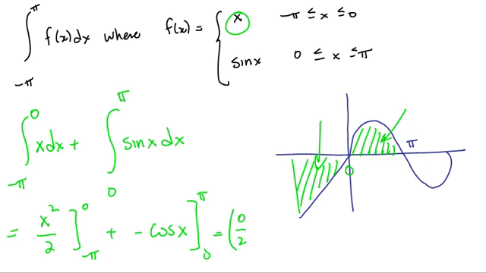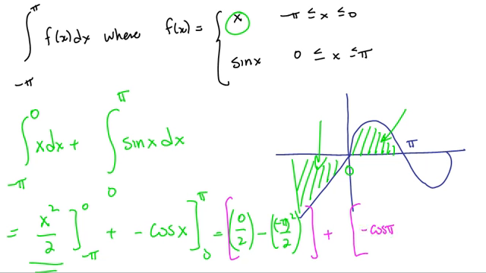So now using brackets, it's 0 over 2 minus negative pi squared over 2. Here we go, I've got to square that and make sure there's lots of brackets there. So that's the first bit. And now let's do the cosine. I'm going to put square brackets around that. And then I'm going to add. Next one is negative cosine pi minus negative cosine 0.